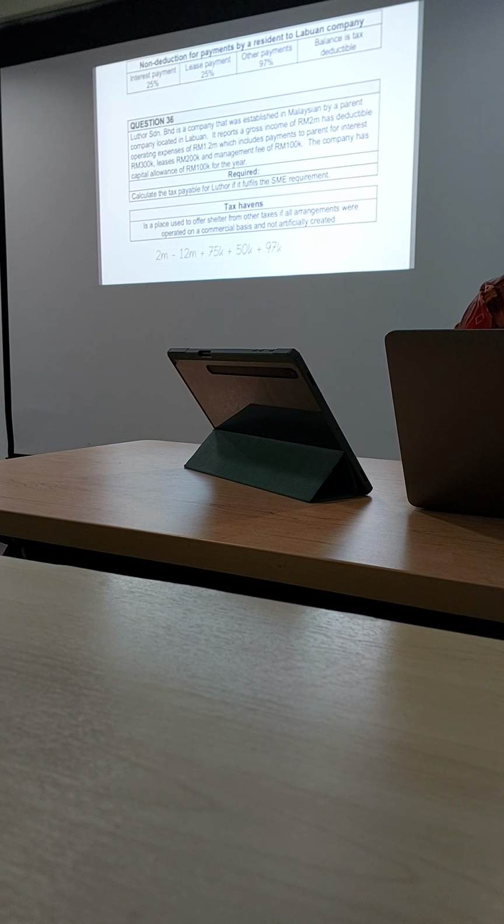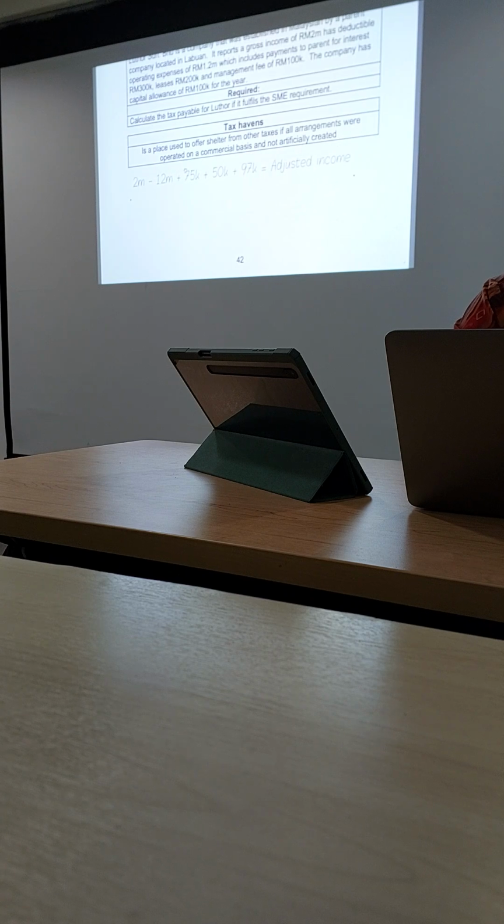Then what is this? This is called your adjusted income. How much is it? $1.022 million. Minus 100k equals 922k. Is it? 922k, yes, right.